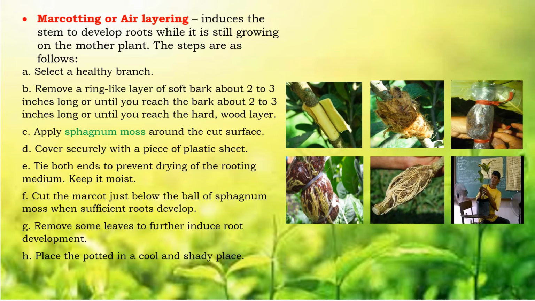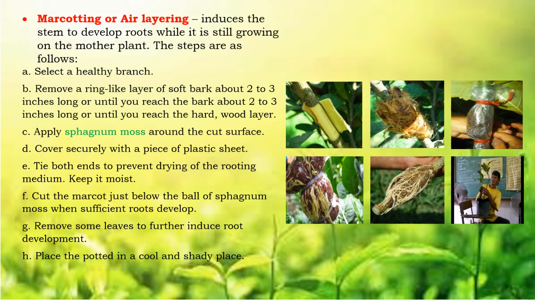Para mag-moist siya. After that, pag nag-moist, ibig sabihin, nagkakaroon ng tubig. Then, cut the marcot just below the ball of sphagnum moss when sufficient roots are developed. Pag nagkaroon na siya ng mga ugat, maaari na natin siyang putulin. At pag naputol na natin siya, remove the leaves to further induce root development. Tanggalin natin yung mga dahon-dahon.